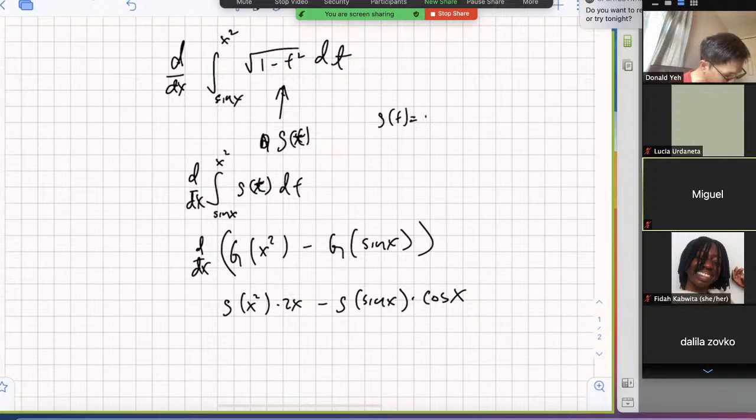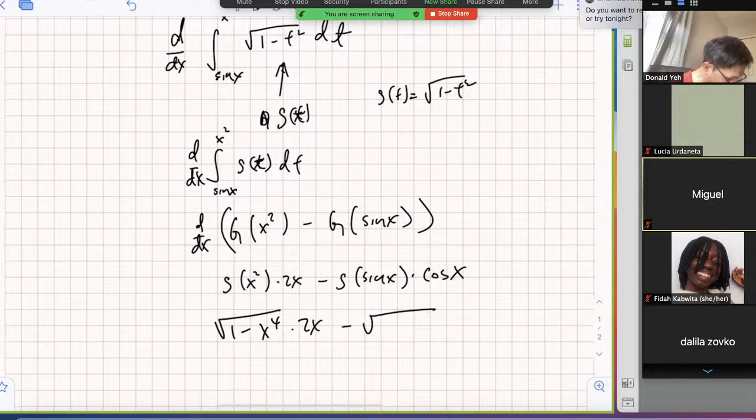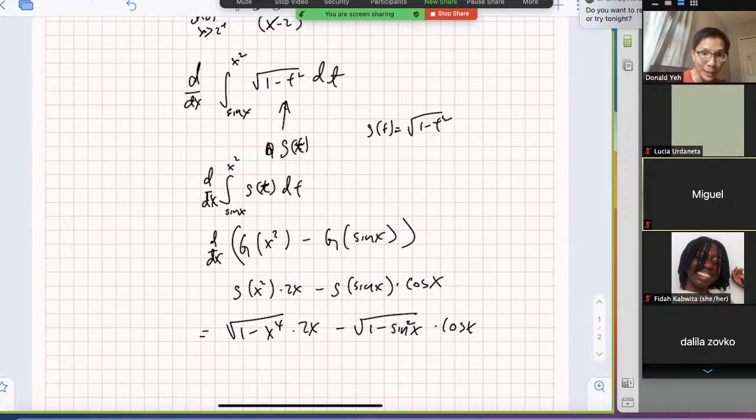They say g of t is equal to square root of 1 minus t squared. Now I'm going to plug it back in there. So it's going to be square root of 1 minus x to the 4 times 2x minus square root of 1 minus sine squared x times cosine of x. So that will be your final answer, but this is what MCQ would ask you. But for FRQ it's a tiny bit different.